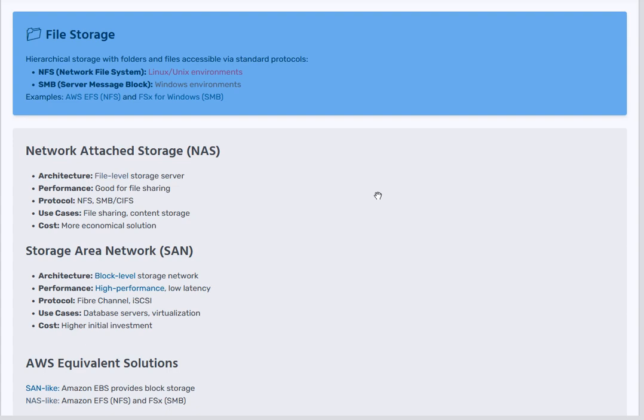So it's file level, right? Performance is good for file sharing. Protocols: NFS, SMB, CIFS. Use cases: file sharing, content storage. Cost: a more economical solution. If you want some sort of solution in your home, maybe you think you need storage to keep your personal pictures, your family photos, your documents, your movies, whatever you need to store, you probably can use NAS.